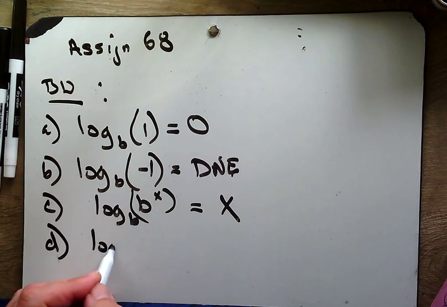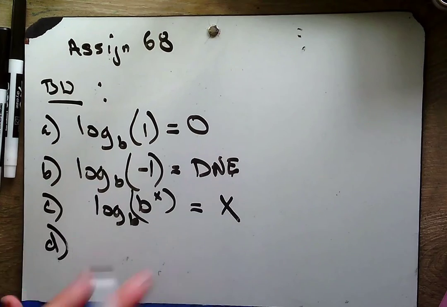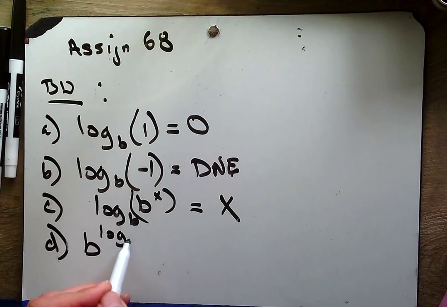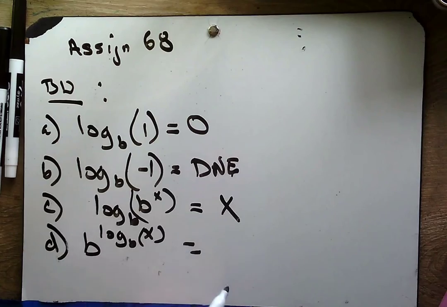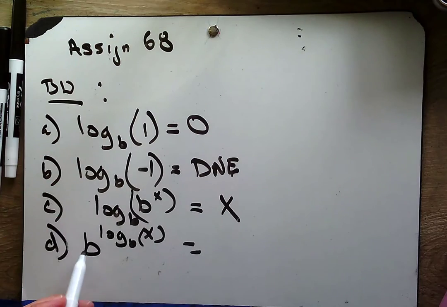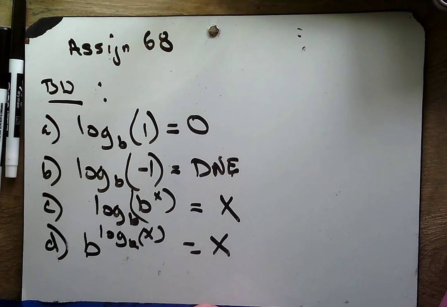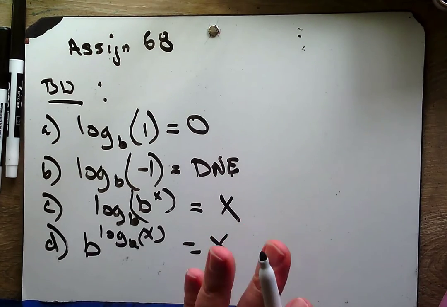D, it's B raised to the log base B of x. There we go. Well, we know that b to the power of and log base b are inverses, and they undo each other, and so we get x here. Just like log base b of b raised to the power, they are inverses, and they undo each other. Okay? All right. Good. Nice.